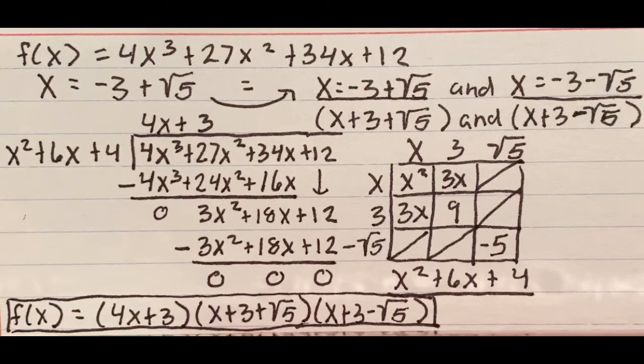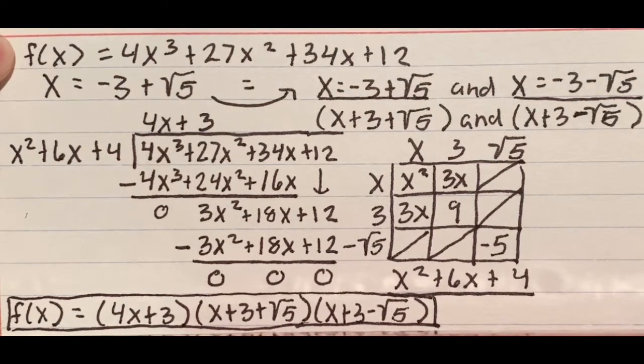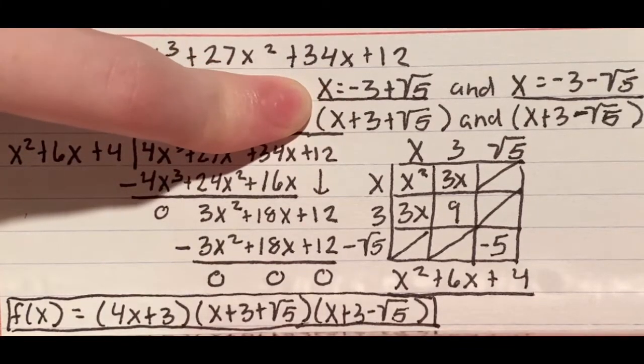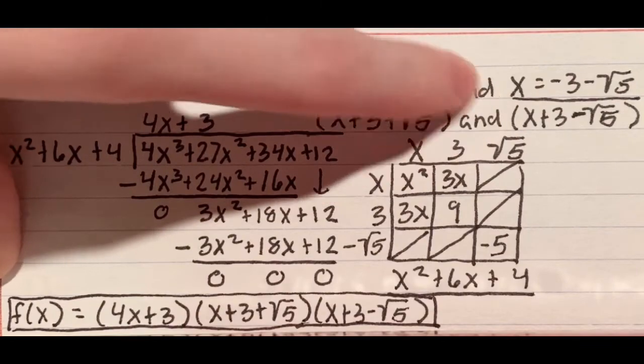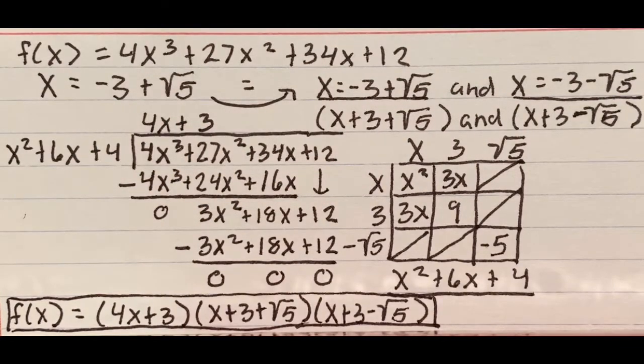To begin, we are given f of x equals 4x cubed plus 27x squared plus 34x plus 12, and we are told that one of the x's equals negative 3 plus the square root of 5. Because this x contains a radical, the x we are given is actually two x's: x equals negative 3 plus the square root of 5, and x equals negative 3 minus the square root of 5, because when you take the square root of a number, it is plus or minus.